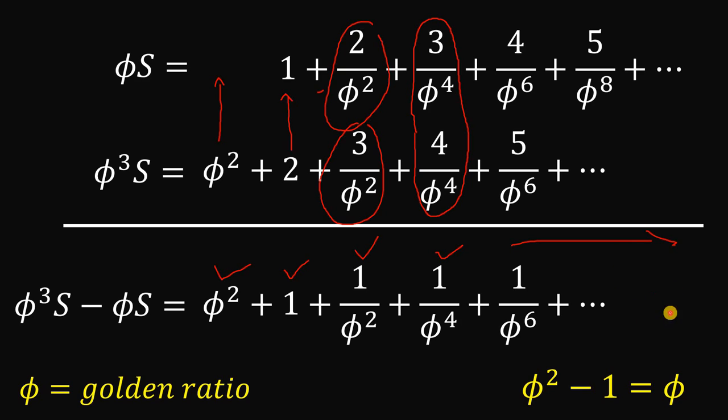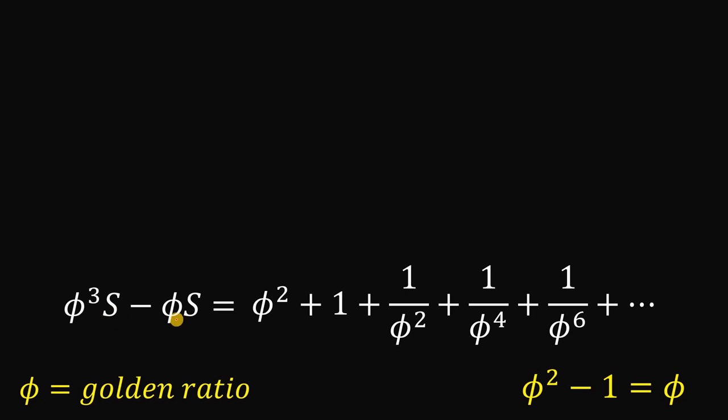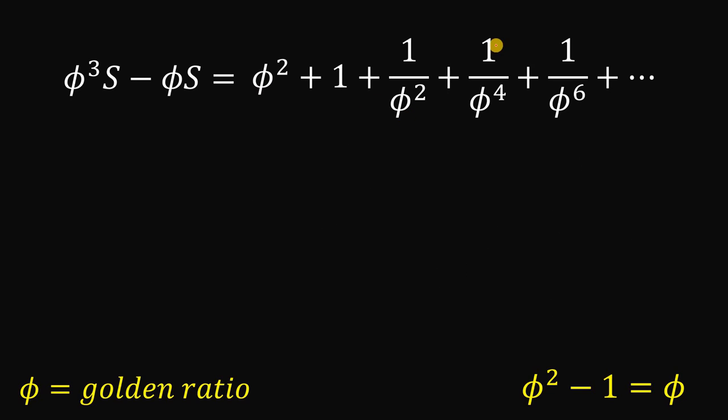Alright, now let's focus on this result. We now have phi cubed times s minus phi times s equals phi squared plus 1 over phi squared plus 1 over phi to the fourth power plus 1 over phi raised to 6 and so on and so forth. Now again, let's simplify the left-hand side of our equation. So we can factor out phi multiplied by s. If we do that, we get phi multiplied by s multiplied by phi squared minus 1. Again, using this identity, phi squared minus 1 is simply equal to just phi.